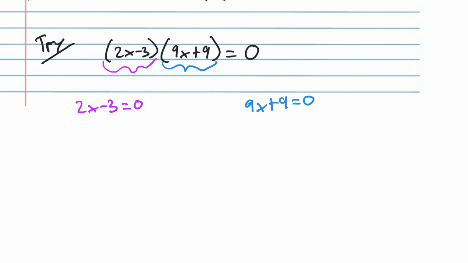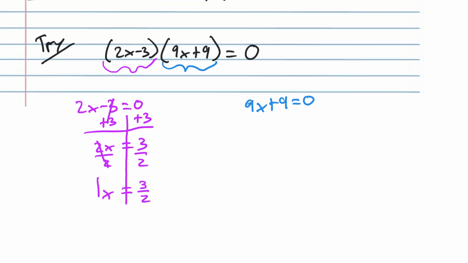To get rid of the 3 on the purple one, we're going to add 3 to both sides. If you still need to, you can draw that line so you can see the left side and right side. So we get 2x on the left equals 3. Then we get rid of that 2 by dividing. Now, 3 does not divide by 2 nicely, so we're just going to keep it as a fraction, 3 over 2. So that's one answer.